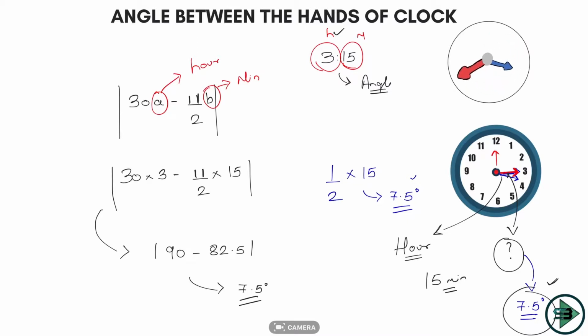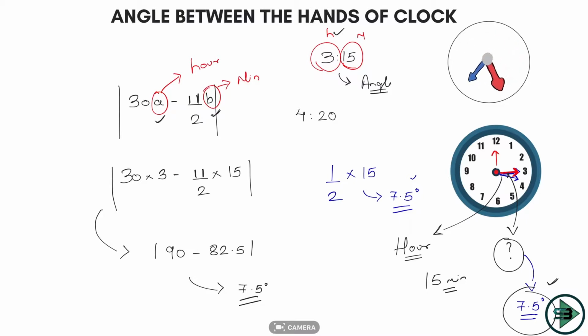Now what will happen if they give you any time? If they give you any time, like it's 4:20 on the clock, what is the angle between the minute hand and the hour hand? So just substitute A as 4 and B as 20 and reach your answer.